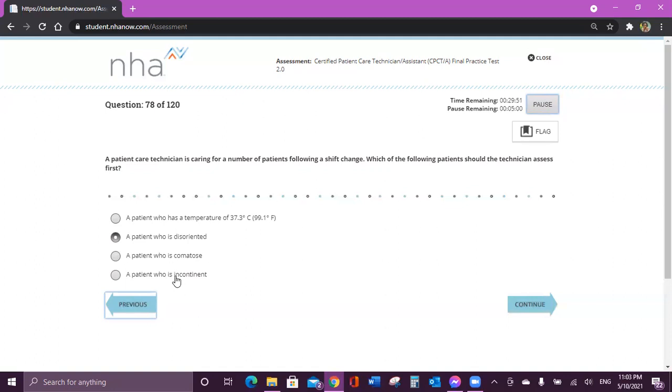So a patient who is incontinent. You cannot hold your pee and your poop.